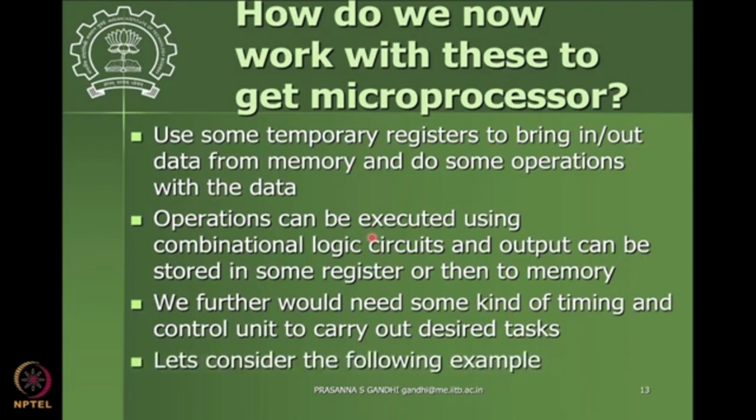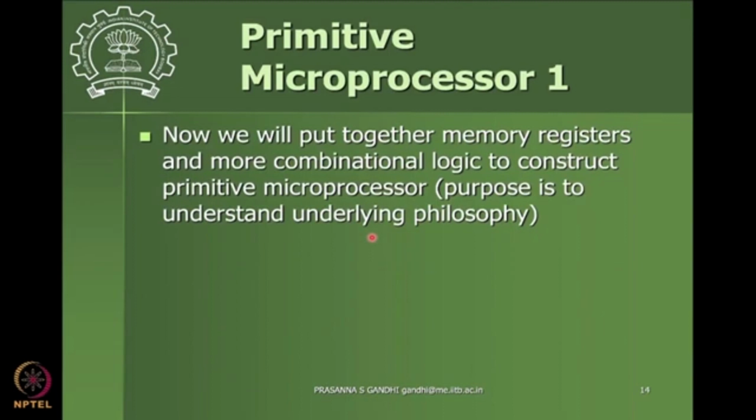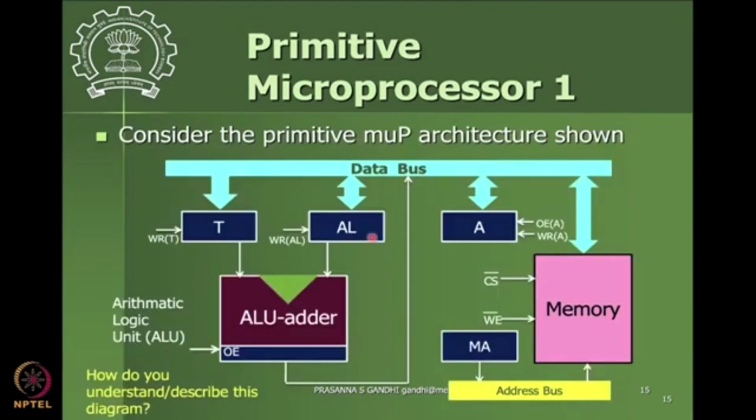So we will see one example of actually putting this together. This is a primitive microprocessor architecture shown here. This microprocessor or microcontroller architecture will typically be given in such diagrams, with different registers and a data bus. The registers have some functionality that is given in the data sheet of the microcontroller. This data bus tells you that the data from this register can be written and read also.